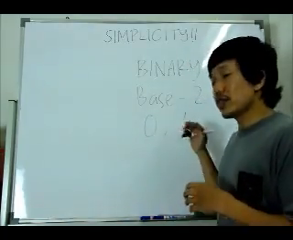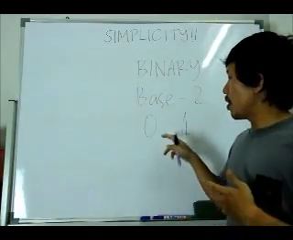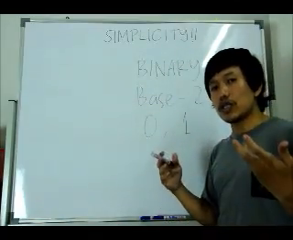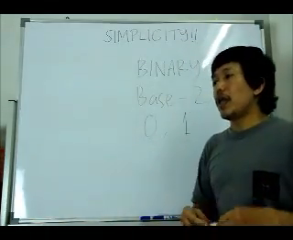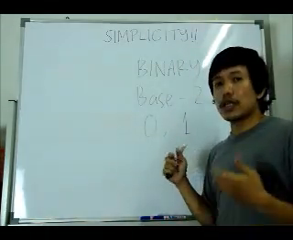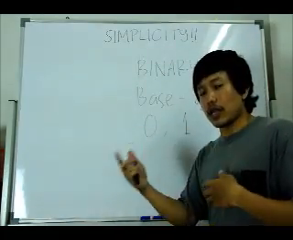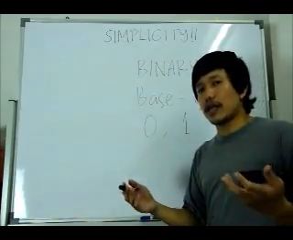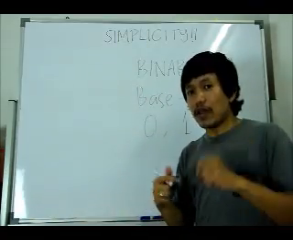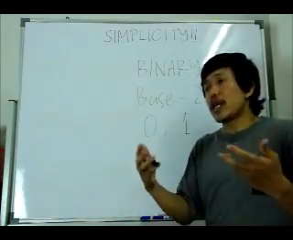Now, why is this simple? This is simple because the computer can represent these two things using just another two things. For example, it can represent them by having light or not having light. When there is light, there is 1, for example. When there is no light, then there is 0. Fairly simple, right?